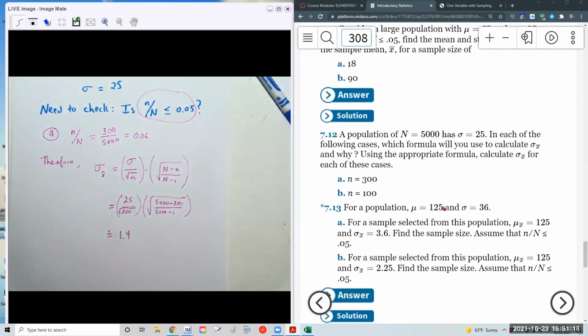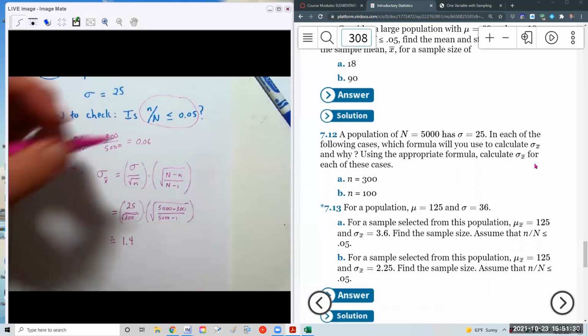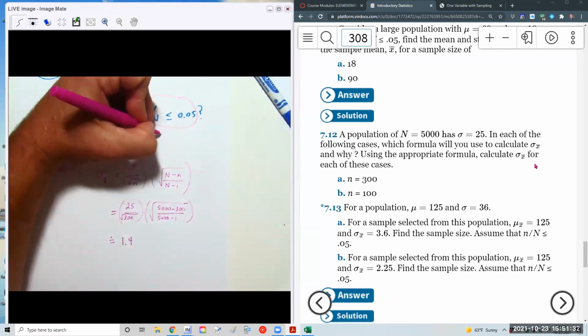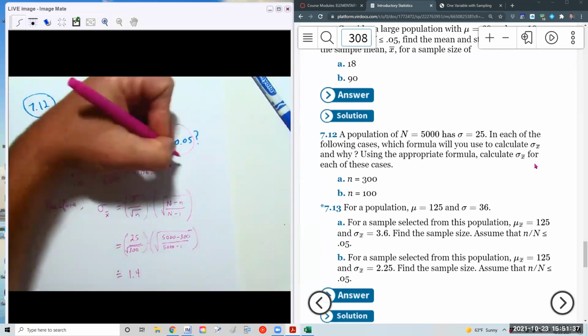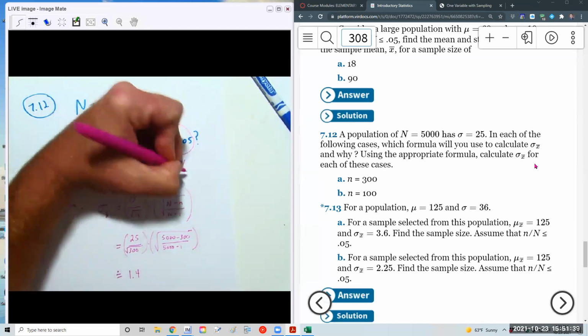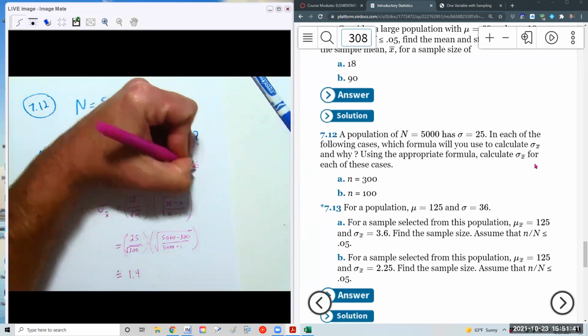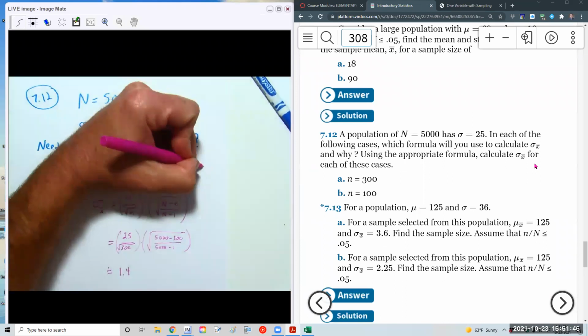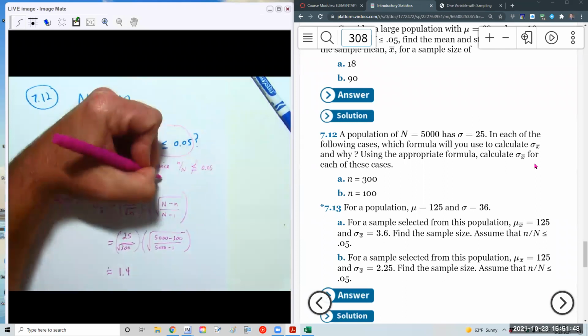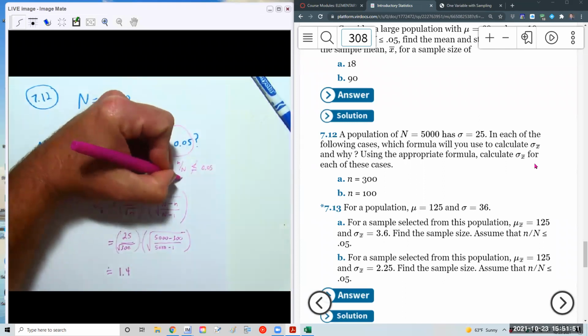So then for part B here, this is again 712. For part B, it's the same question. Which formula will you use to calculate sigma sub x bar and why? So we're going to say here, I guess I better go back up here. Since n over big N is not less than or equal to, and how do you say not less than or equal to? Well, you just put a slash through that. 5%, we use this formula here.